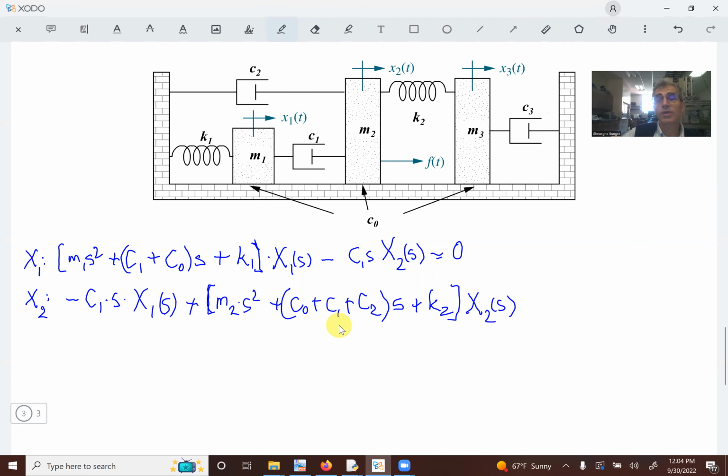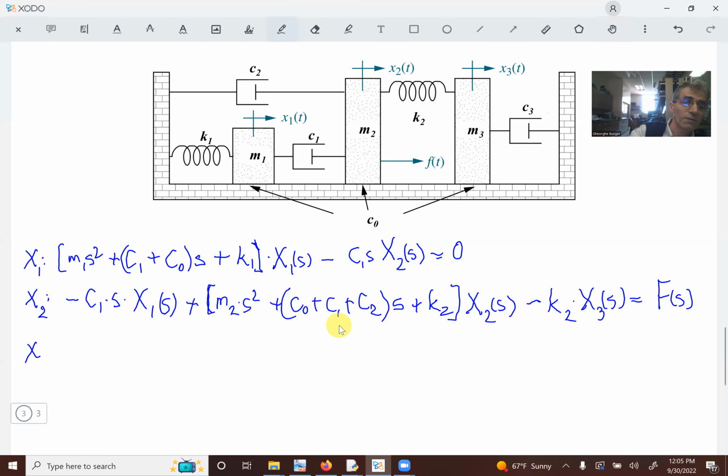And then, as you can see, x3 is also connected, so I have to subtract that term. It will be minus, and it's only one spring that connects the two, so I have minus K2 times x3 of s. And it's going to be equal to all the forces that act at mass m2, which is this one. And we put it in the Laplace domain, which is F of s. So that took care of the equation for the state x2.